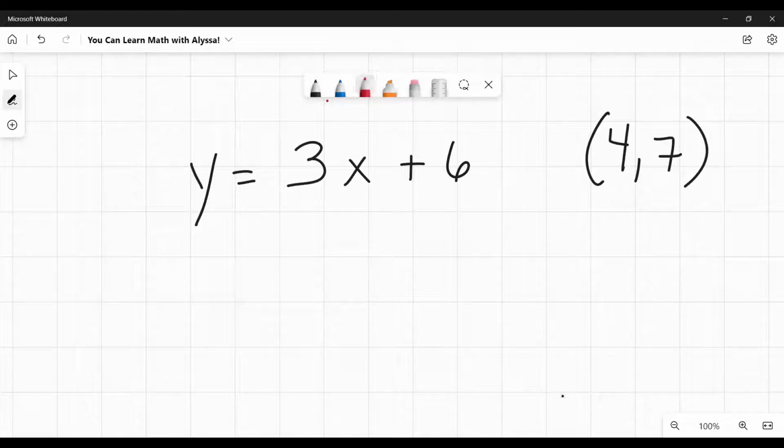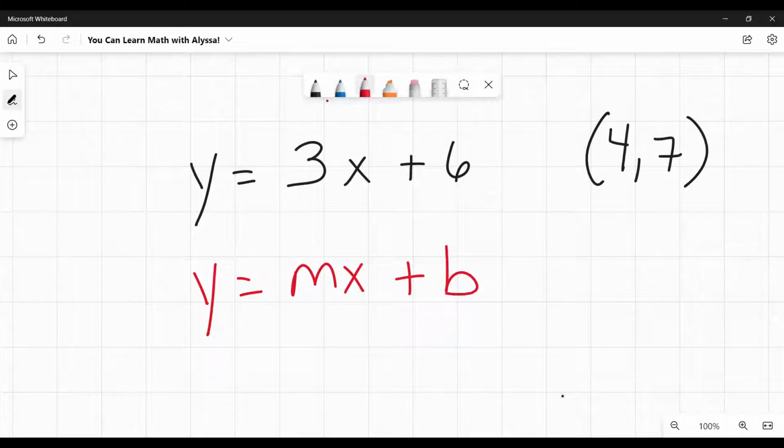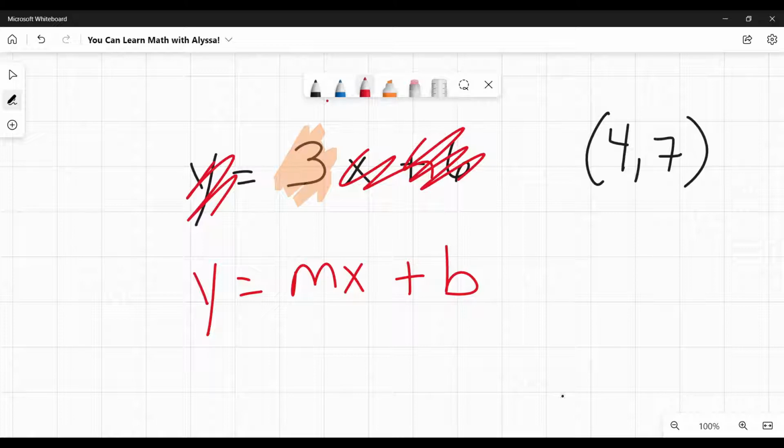Now this initial line, the only thing we really need to look at is the slope. That's it. This is already in y equals mx plus b, or slope-intercept form. So in that form, where y is on one side and everything else is on the other side, the slope is m. So we know our slope here is 3. Once I know that, the other information is extraneous to our problem. We don't need it anymore.